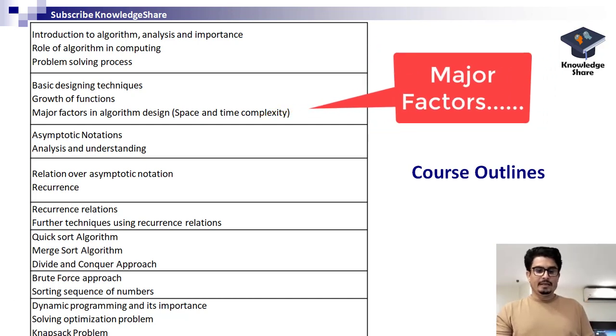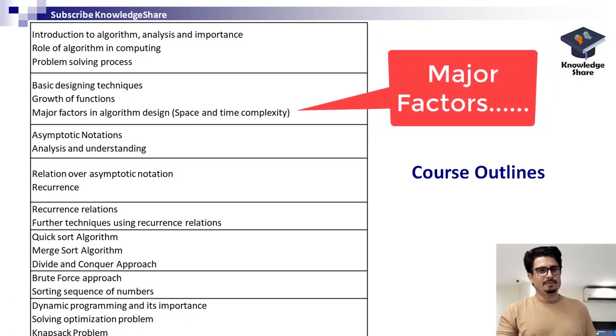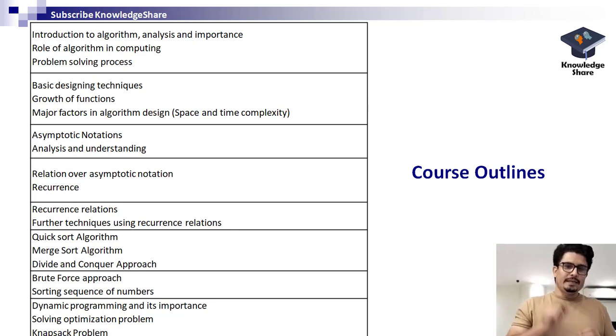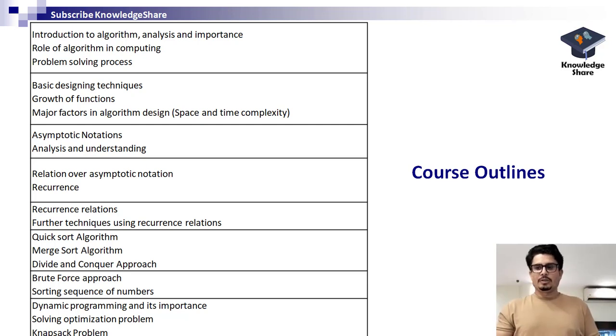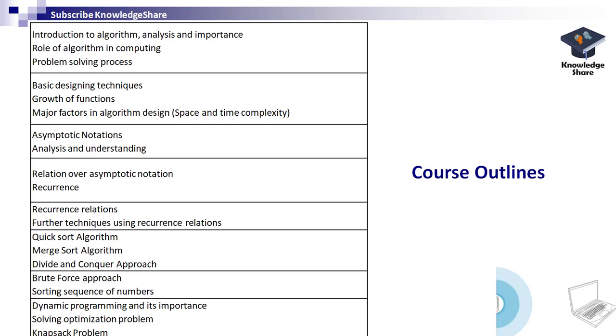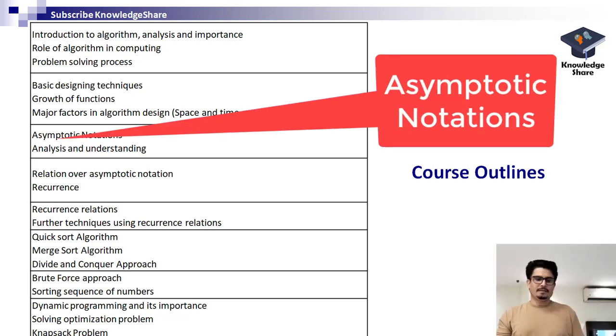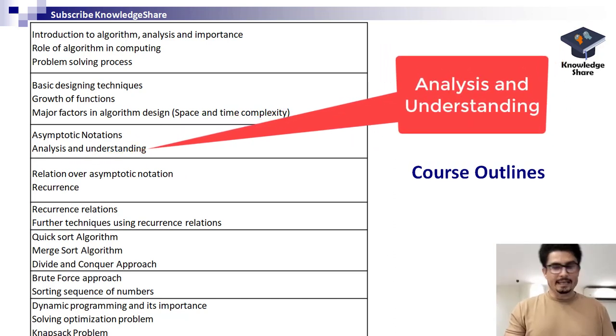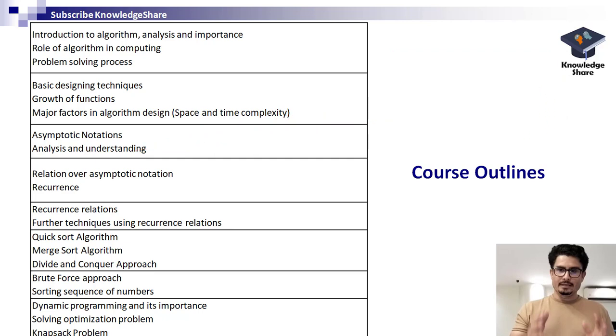Major factors in algorithm design, like space complexity and time complexity. And nowadays, time complexity is very important. We will have to discuss time complexity in detail, because if you think about face recognition, object detection, driverless car, the time complexity is very important. And then we will have to discuss some asymptotic notations, analysis and understanding the different functions.